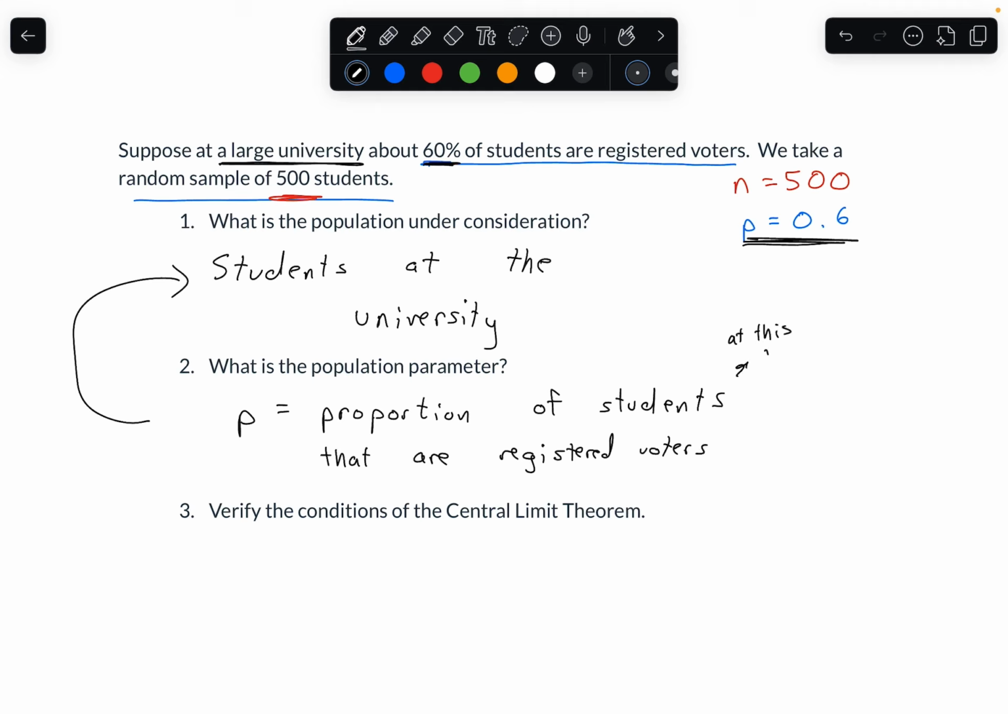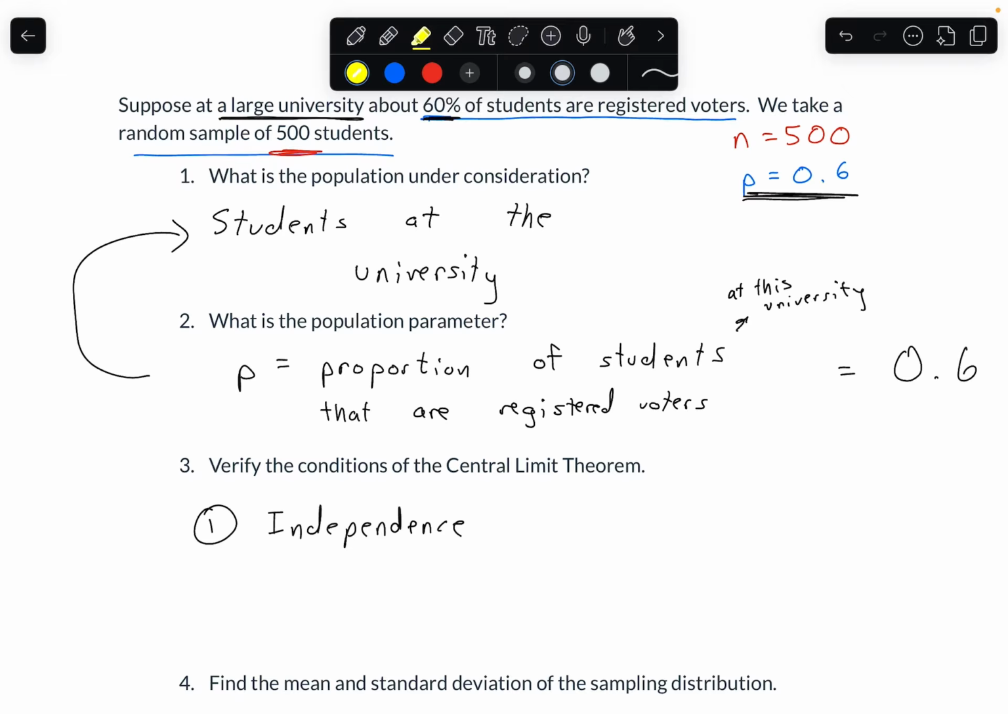Number three says, verify the conditions of the central limit theorem. There are two and a half conditions for the central limit theorem that we want to talk about. So the first one is independence. And independence tends to be a difficult thing for us to verify because it has to get into the nitty-gritty of how we took the sample. For our purposes, what I'm going to look for is just, do we have a random sample? And in this case, if I look up here, yes, I do have my random sample of 500 students. So I'm going to say, yes, we can assume that our sample is independent. So we want to make sure that we have independent sampling.